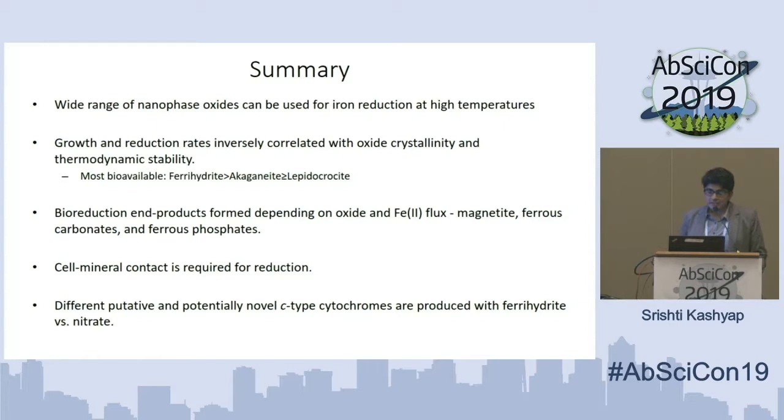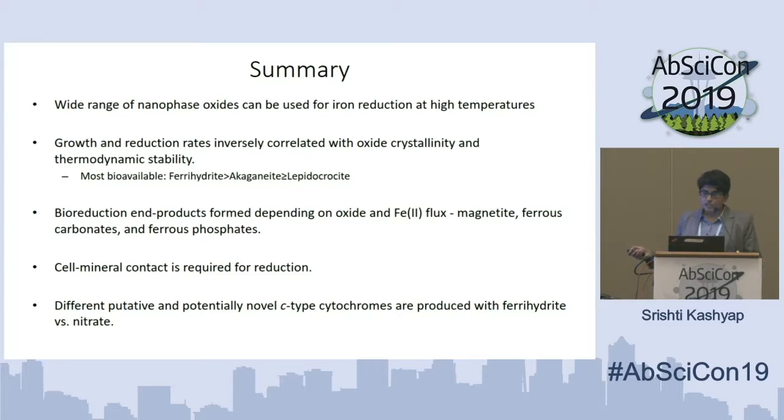So I want to quickly summarize what I've been able to share with you today, and that is that a wide range of nanophase iron oxides can be used for iron reduction at high temperatures. The key thing I want to emphasize is the nanophase part of this, in that we need to think about environmentally relevant phases, and the nanoparticulate phases are likely more environmentally relevant. And that growth and reduction rates inversely correlate with oxide crystallinity and thermodynamic stability. This is not surprising, but ferrihydrite, akaganeite, and lepidocrocite make interesting phases to further explore.